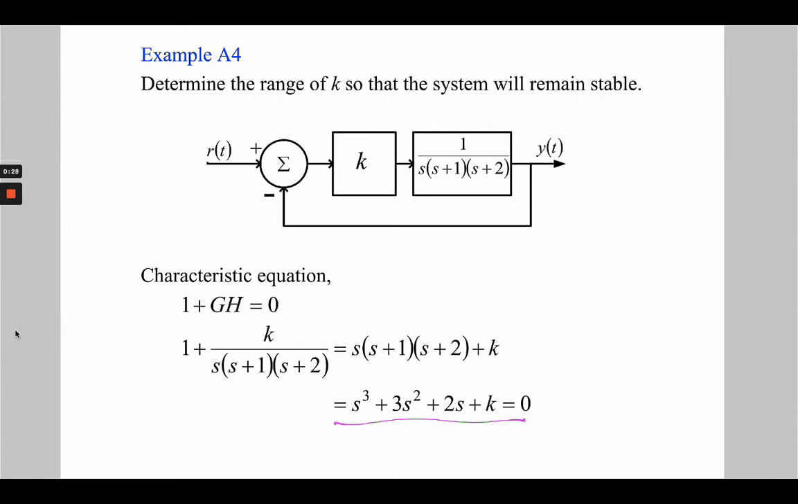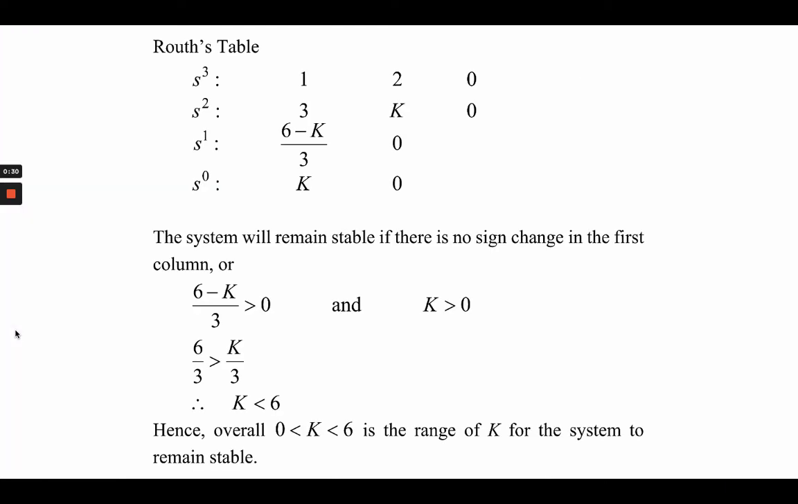And then we can put the polynomial into the Routh table. So we have this Routh table and we find the range of k. In this example, as I explained in the previous video, the k range is from 0 to 6. Okay, and then what we can do is find the auxiliary equation.